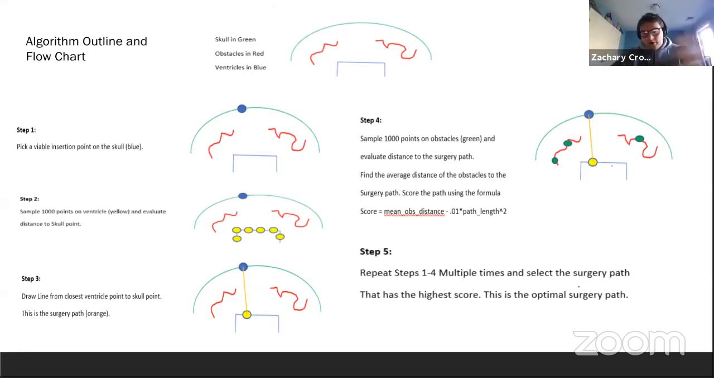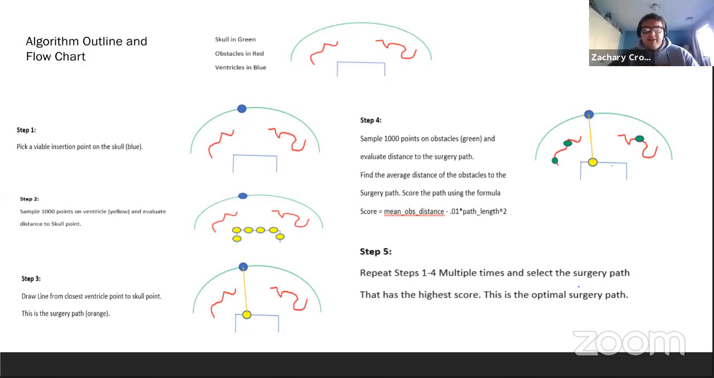We'll go into more depth on each part of the algorithm in the rest of the presentation, but the first part is to pick a viable insertion point on the skull, which you can see here. There are a lot of Monte Carlo methods used here. We sample 1,000 points of the ventricle and evaluate the distance of those points to the point we selected on the skull. Then we pick the point on the ventricle that has the shortest path to the point on the skull. After we have this line drawn, we sample 1,000 points on the obstacles and evaluate the mean distance of the points on the obstacles to the line.